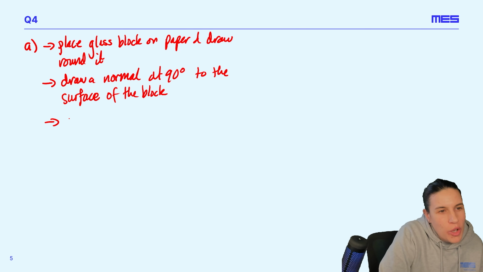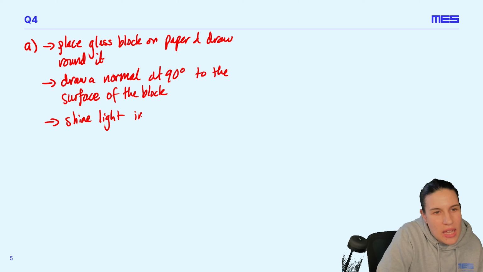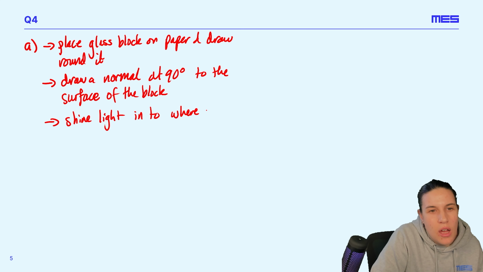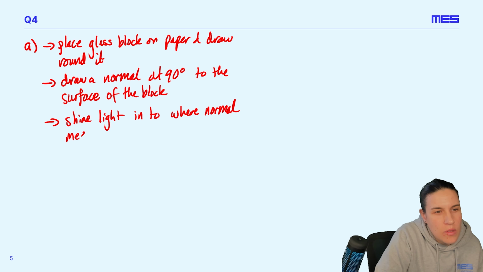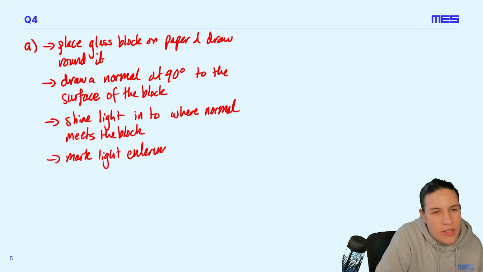Okay. We're going to shine light in to where the normal meets the block, and we're going to mark the light entering and exiting with pencil crosses.